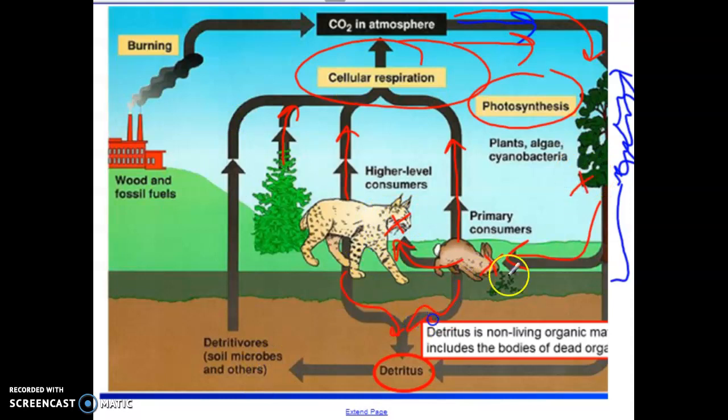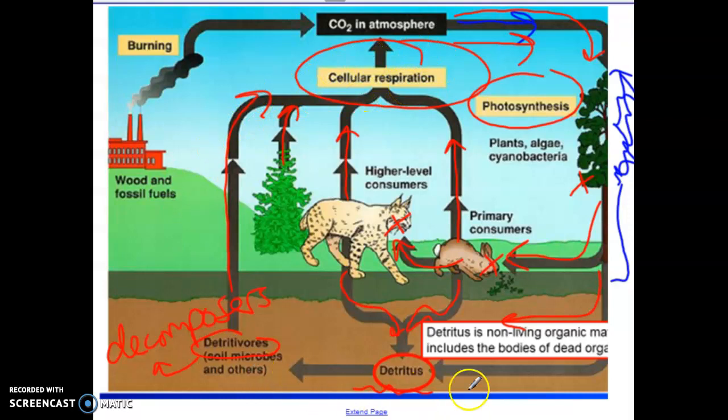Okay, well, when they die, they become what's called detritus. So detritus is just another way of saying dead organisms. So what happens when you have a dead organism? You have decomposers. Detritivores is another way of saying decomposers. So essentially the decomposers found in the soil start to break down that dead matter. And if you check it out, decomposers also do cellular respiration.